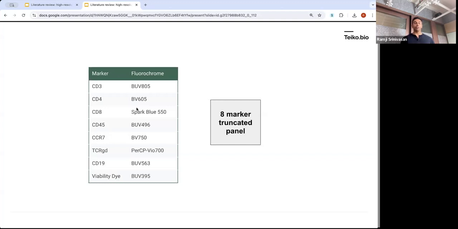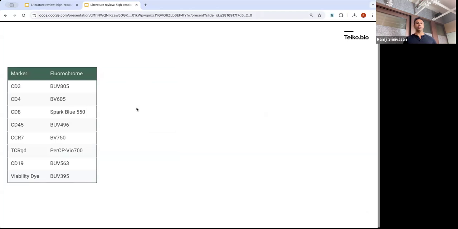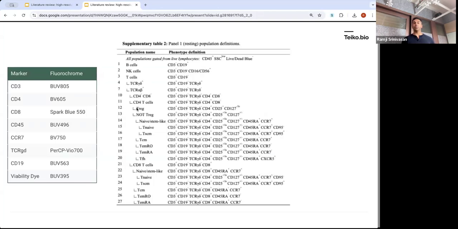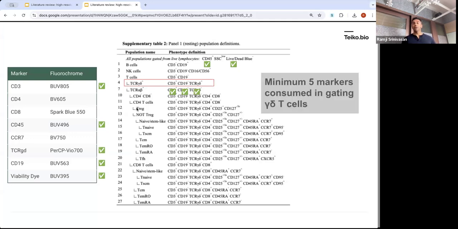Let's zoom in in a little more detail. In this 8-marker panel, let's compare to the gating scheme for panel 1, which is a resting population definition. Remember, TCR gamma delta were cells of interest. That's highlighted over here. That's resolved by not just CD3 and CD19, but a bunch of other markers, as we're going to see shortly. To get to this population, you need CD45, viability dye, CD3, CD19, and TCR gamma delta. So a minimum of 5 markers of this 8-marker panel is consumed in gating gamma delta T cells.